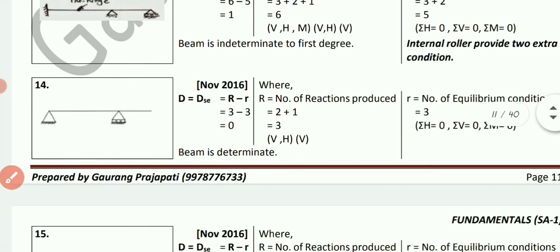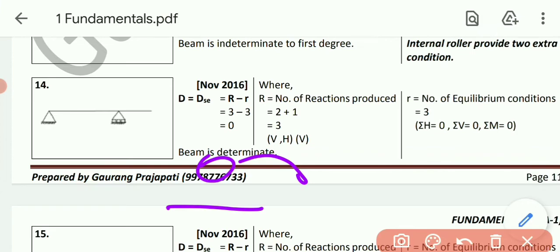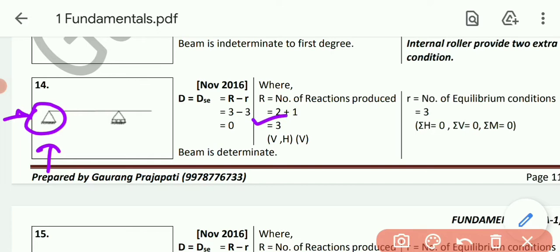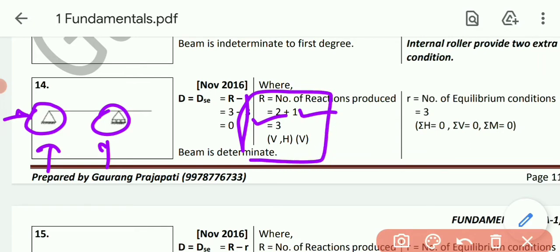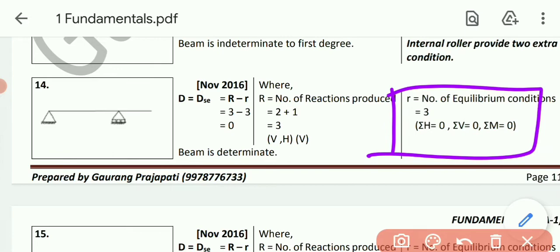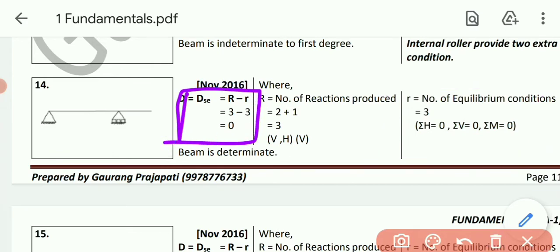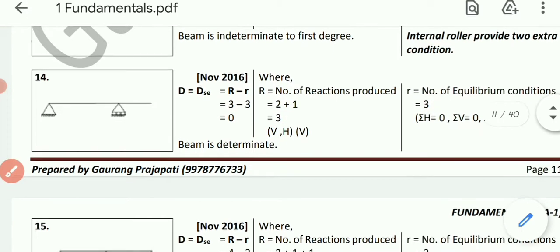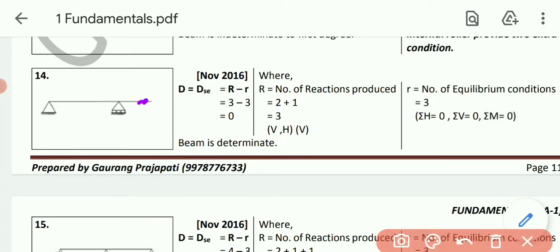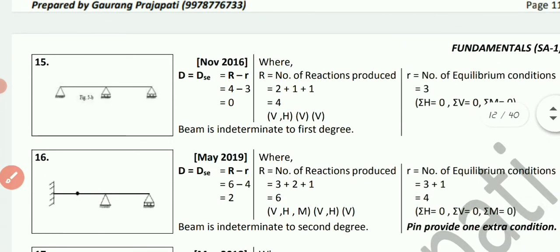Clear? Example number 14. Now in this one, hinge support is there, vertical as well as horizontal, 2 reactions. This one is roller support, 1 reaction, vertical. So total unknowns are 3. And talking about small r, the number of equilibrium conditions is always 3. So ds equals capital R minus small r, 3 minus 3, answer comes 0. So the beam is determinate. See, this one is the free end, so free end reactions will never be produced, so over there R is 0.